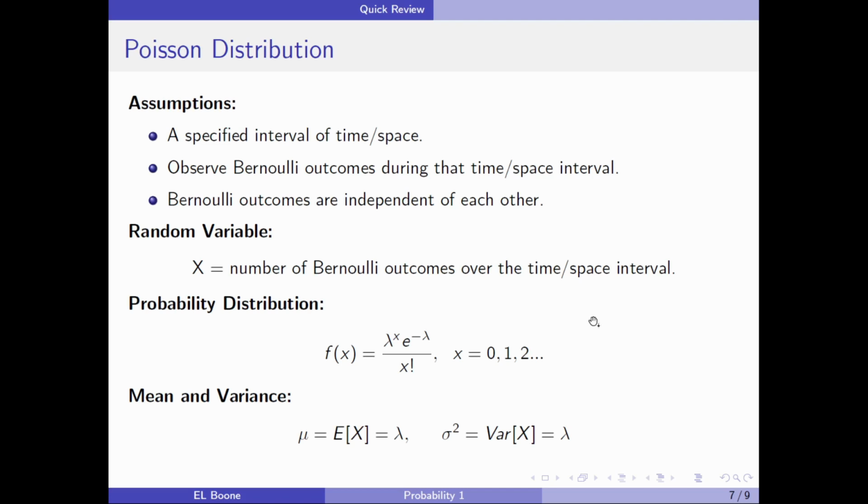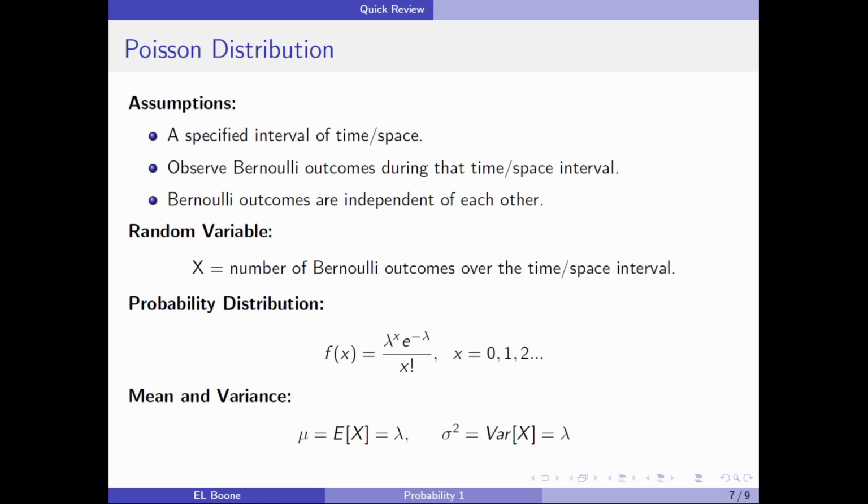All right, and we're rounding this out with the Poisson distribution. So the Poisson distribution has a specified interval of space-time. We're going to observe Bernoulli outcomes during that space-time interval. The Bernoulli outcomes are independent of each other. We're going to assume that. So x is the number of Bernoulli outcomes that we see over the space-time interval.